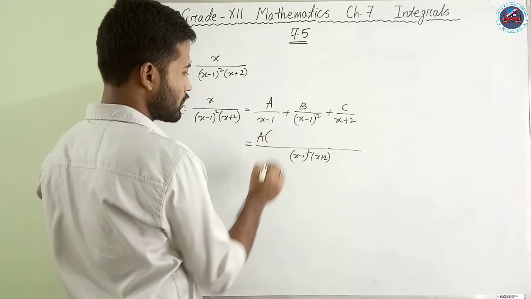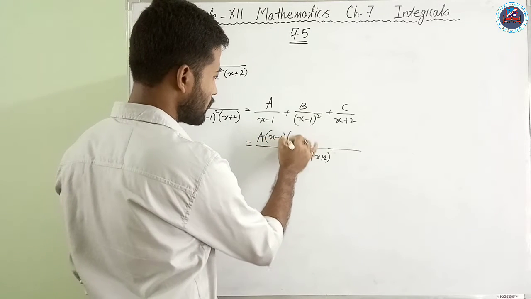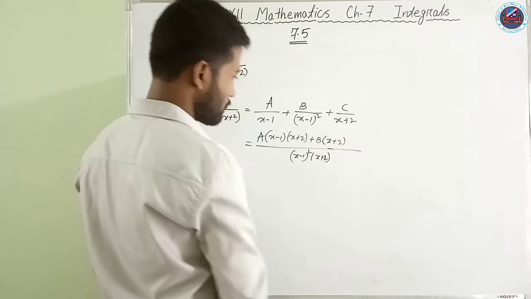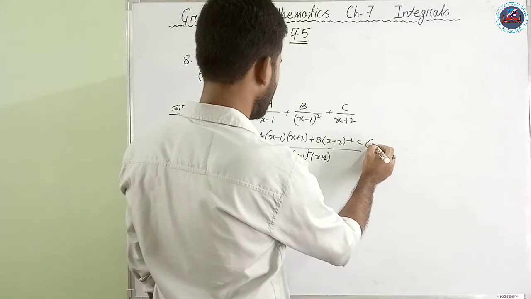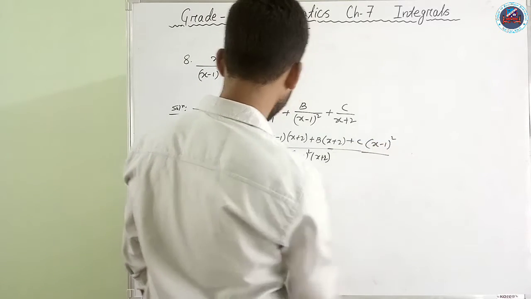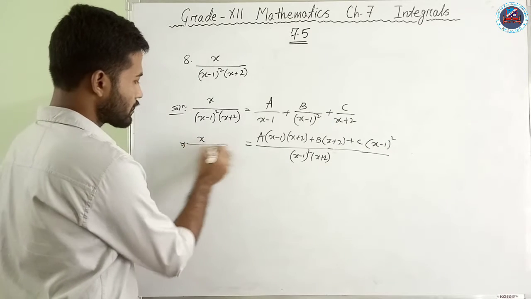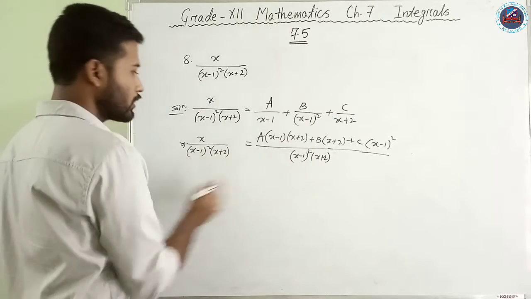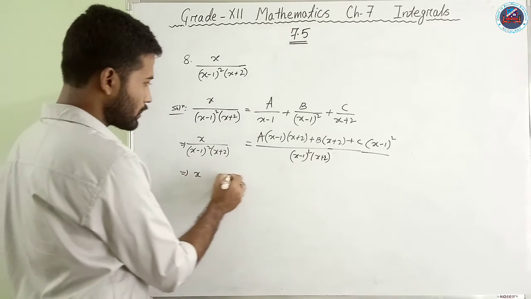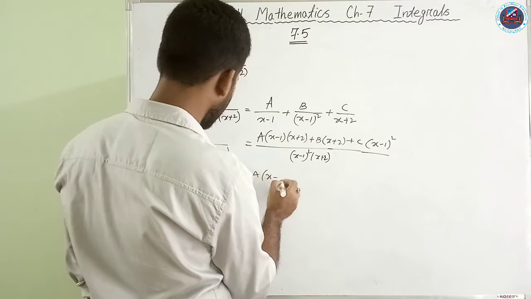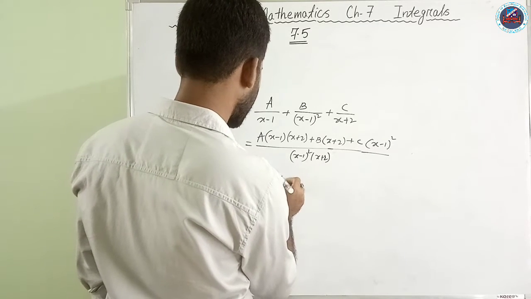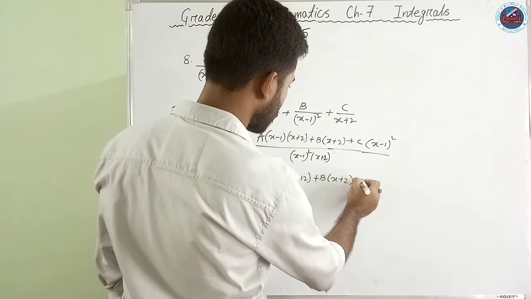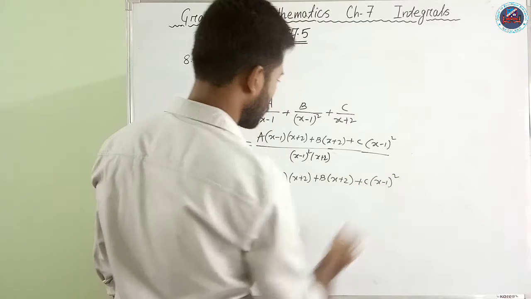Now with a we shall be having (x minus 1)(x plus 2), with b we shall be having (x plus 2) only, and with c it will be remaining with (x minus 1) whole square. Now in the left hand side we have (x minus 1) whole square (x plus 2), isn't it? So we can cancel out the denominators, and we shall be left with x is equal to a(x minus 1)(x plus 2) plus b(x plus 2) plus c(x minus 1) whole square.